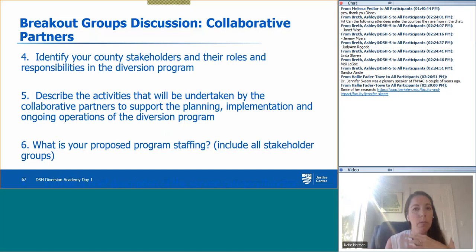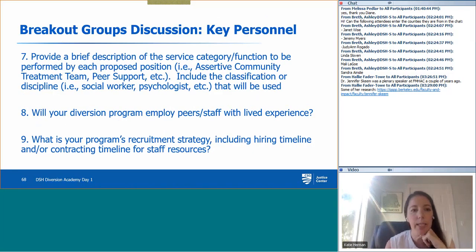You're also going to identify your county stakeholders and their roles and responsibilities in your diversion program. That would be all of you that are here now, but there might be other people that aren't here that you're going to include. What are the activities that will be undertaken by your collaborative partners to support diversion implementation? What is your proposed program staffing? Include all stakeholder groups.